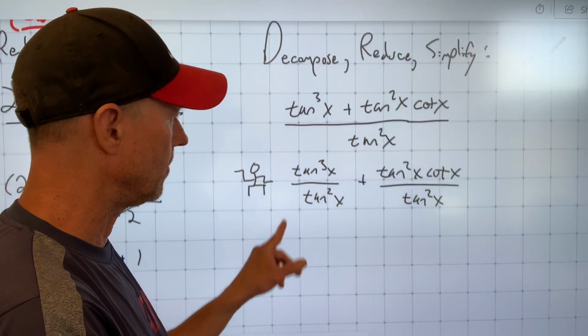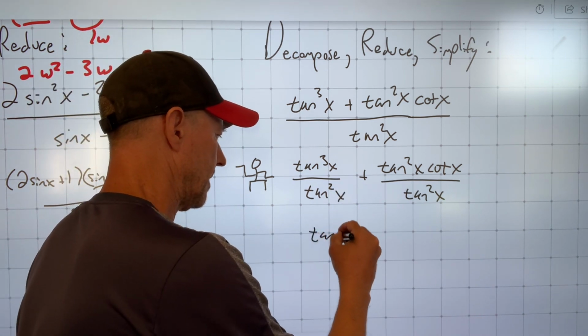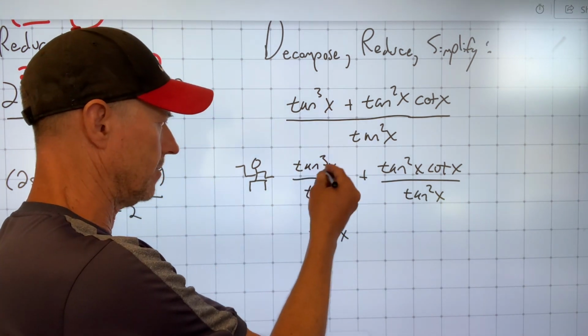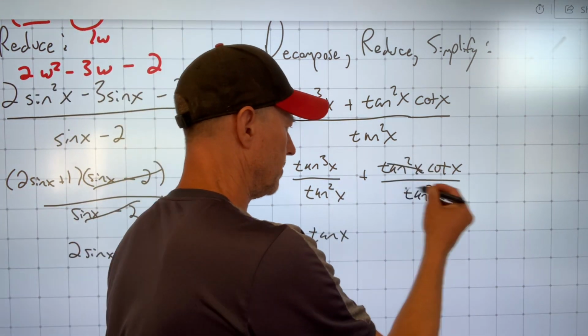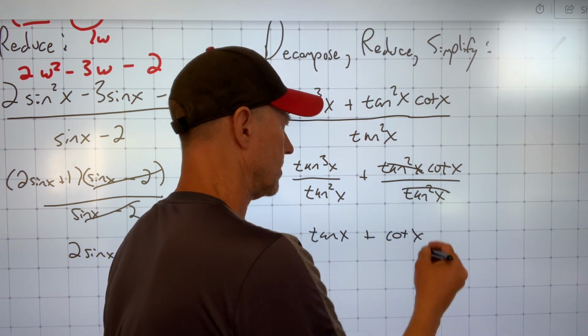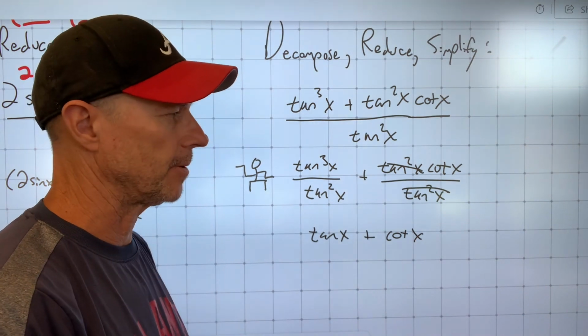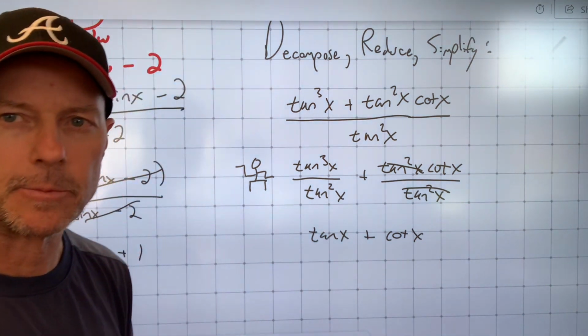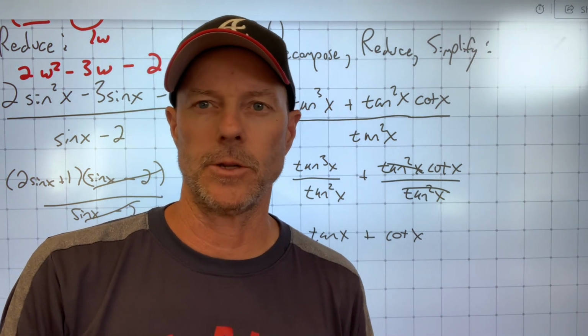Now, here we have tangent cubed over tangent squared, so that's going to be tangent, because we have 3 of something over 2 of something, so 2 of them cancel out. And then here, both of them cancel with those 2, and leave me just cotangent of x. And so I have tangent plus cotangent when I simplify. So there are some examples of using basic algebra with trigonometric expressions, and that's what we're going to do in this lesson.